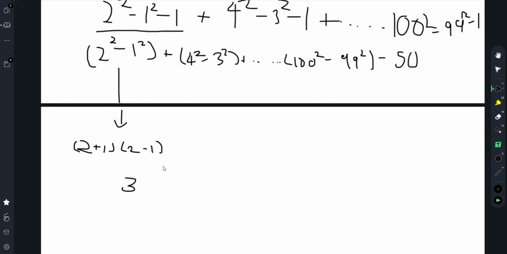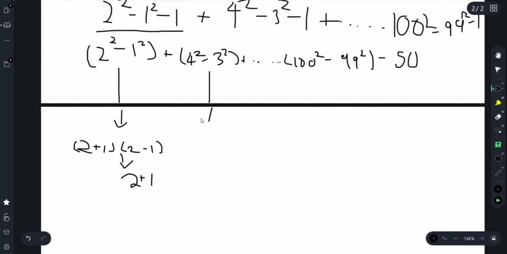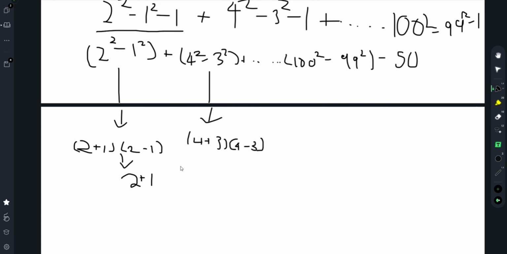So what we have right now is 3. Sorry. Instead of adding them, 2 minus 1 is obviously 1, so this just simplifies into 2 plus 1. And this goes into 4 plus 3, since 4 minus 3 is obviously 1. And as you can see, adding them all up, at the end you get 100 plus 99.